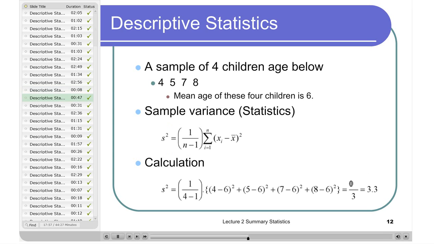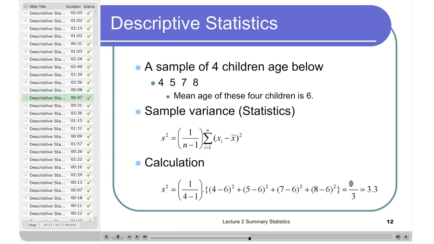This slide just provides another example of calculating the sample variance. Remember that the first step in finding your sample variance is to find your sample mean. So if you add all these numbers together, you'll get 24, and then if you divide that by 4, you'll get 6. So the sample mean is 6.